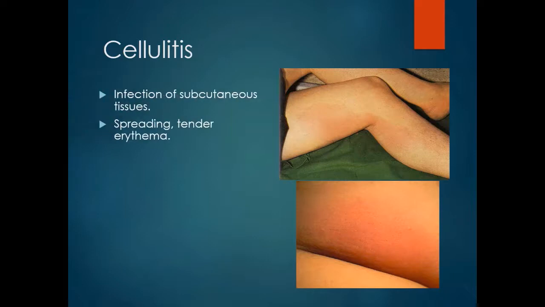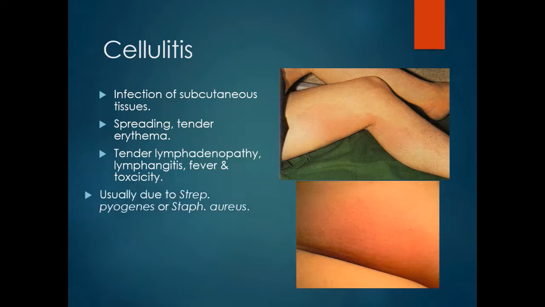Close examination of the skin shows an orange peel-like appearance, where the skin is inflamed but is being tethered down by the appendages of the skin. And this is cellulitis. Cellulitis is an infection of the subcutaneous tissues, usually with a staph or strep infection. The area of cellulitis is spreading and tender, and there may be some associated lymphangitis or lymphadenopathy.